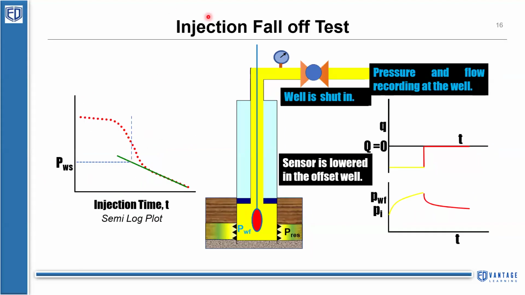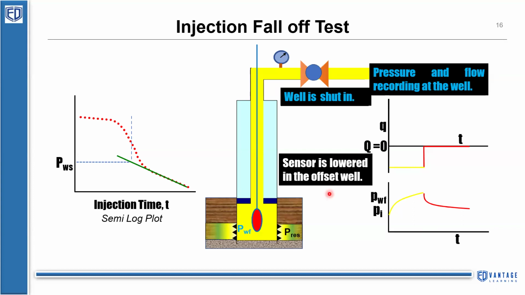From the injection fall-off test. So in an injection fall-off test, you initially inject the well. So this negative flow rate is to show that the well is under injection, and then you shut in the well. So when you shut in the well, the Q will be 0 and the pressure suddenly falls off. So that is something unique in the injection fall-off test.